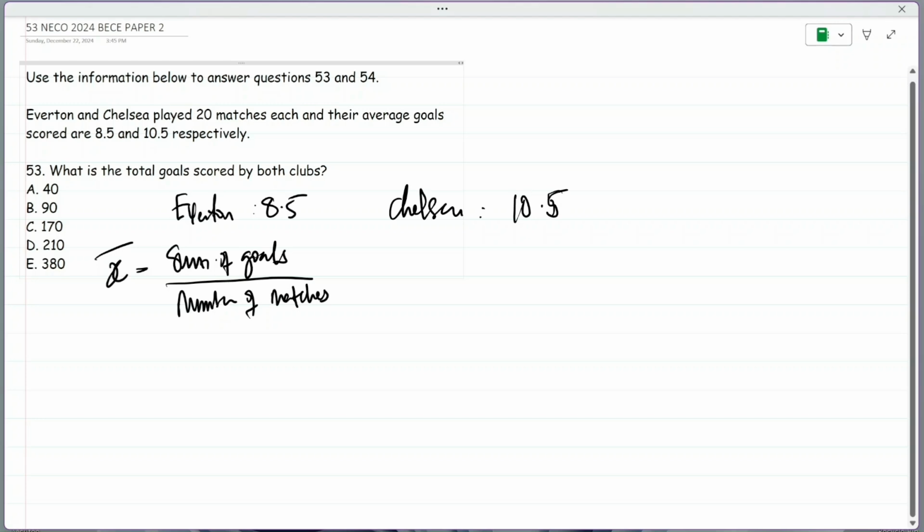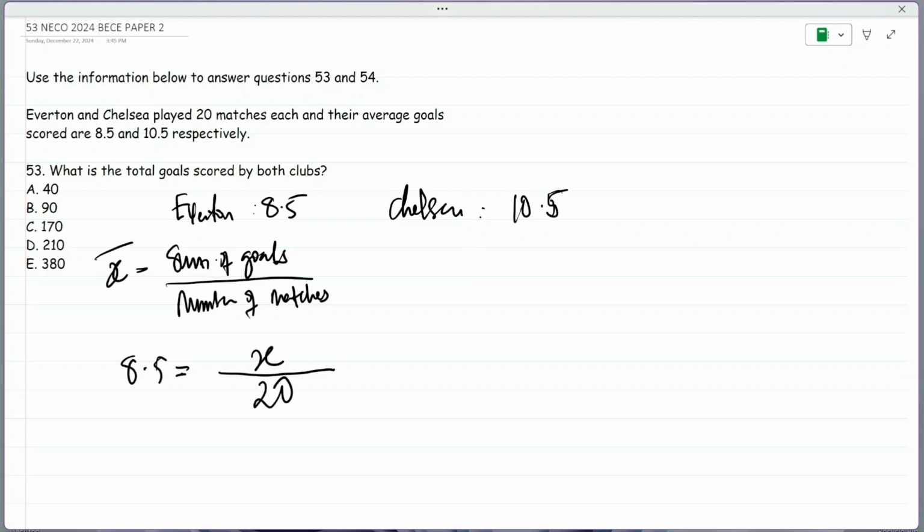To solve this question, we have to find the total number of goals scored by Everton and that scored by Chelsea and add them together using their means. Let's start with Everton. We have the average number of goals, that's the mean, as 8.5 equals the sum of the goals, which we don't know, over the number of matches, which is 20. When you're finding the mean or the average of the total number of goals scored by a team, in this case, you have to consider all the matches they played.